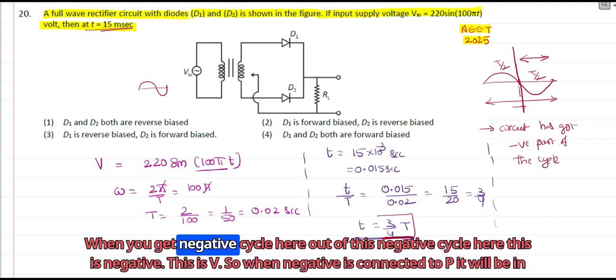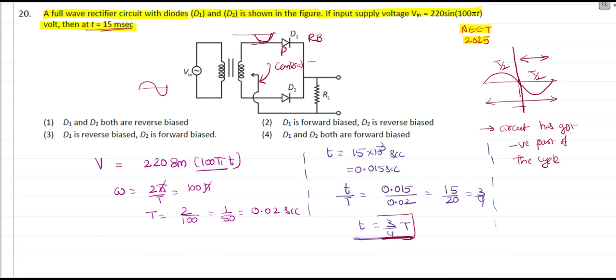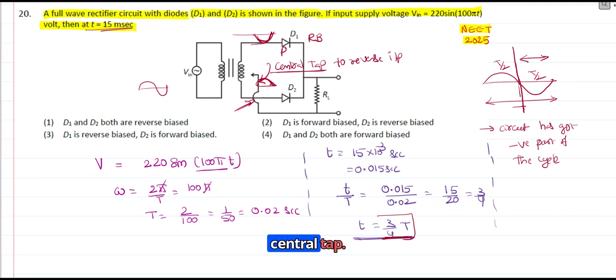So when you get the negative cycle here, this is negative, this is P. When negative is connected to P, it will be in reverse bias. So D1 will be in reverse bias. That negative, before reaching D1, will go through this special wire called the central tap. The job of the central tap is to reverse the input given to it. That means when a negative cycle is given to it, it just converts that into a positive cycle. That's the job of the central tap.